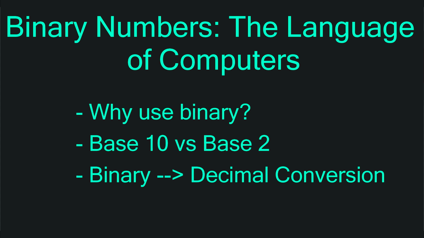Finally, we covered conversion from binary to decimal, which will allow you to better read and understand binary numbers. The value of each place in a binary number is represented by a power of 2, since it is a base 2 number system.